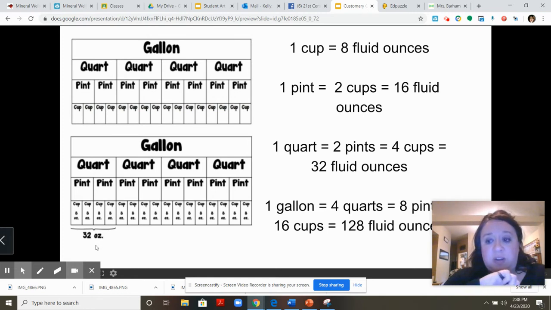So it lets me know that a cup is equal to 8 fluid ounces. A pint is equal to 2 cups, therefore 16 fluid ounces. A quart is equal to 2 pints, 4 cups, and 32 fluid ounces. And a gallon is 4 quarts, 8 pints, 16 cups, and 128 fluid ounces.